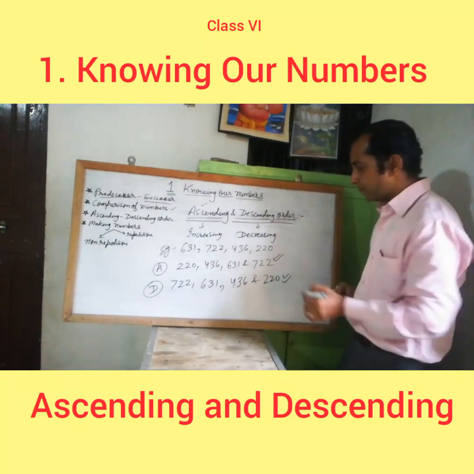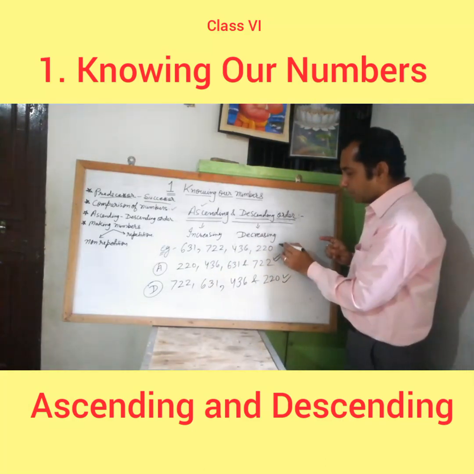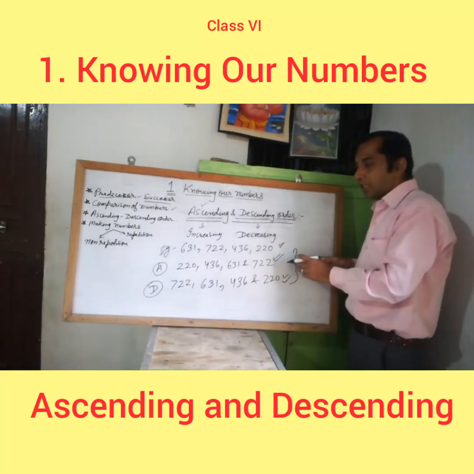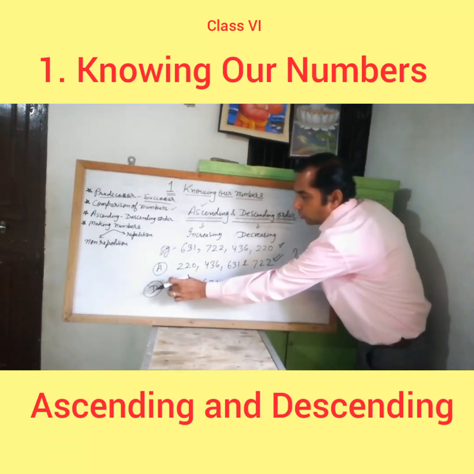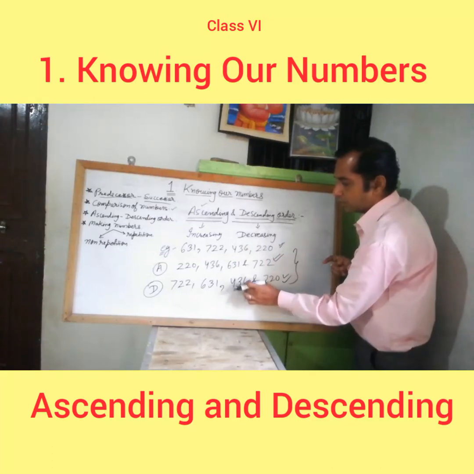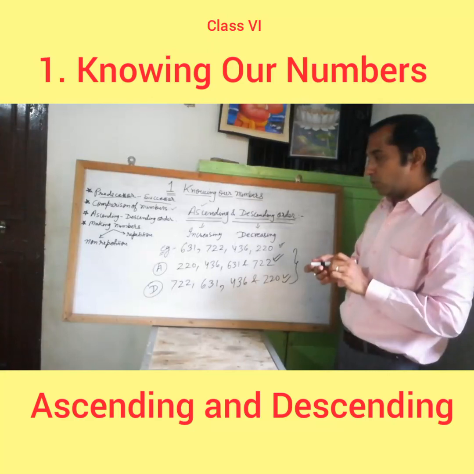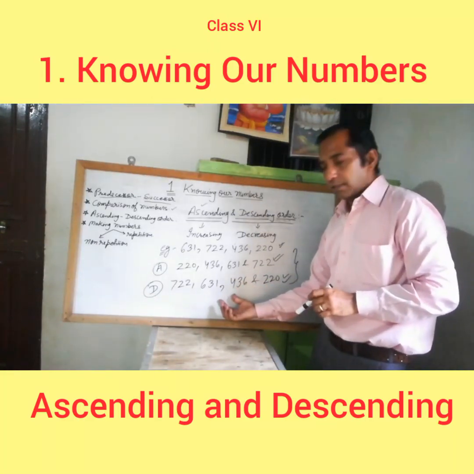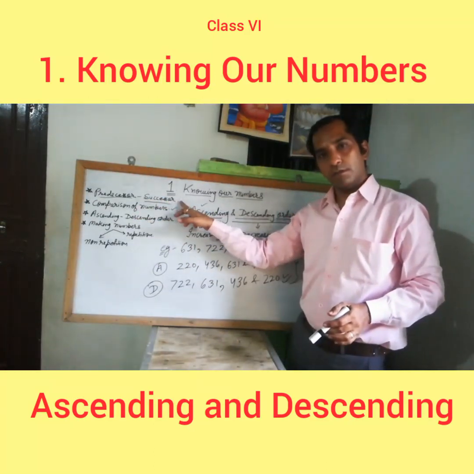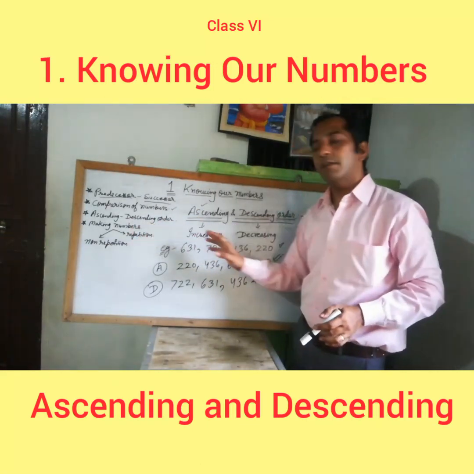Now remember one thing. If we take the same numbers for ascending and descending, you will find it is just the opposite. They both are opposite: 220, 436, 631, 722 and 722, 631, 436, 220. Clear? So this is ascending and descending. So far we have done predecessor and successor, comparison of numbers, ascending and descending of numbers.